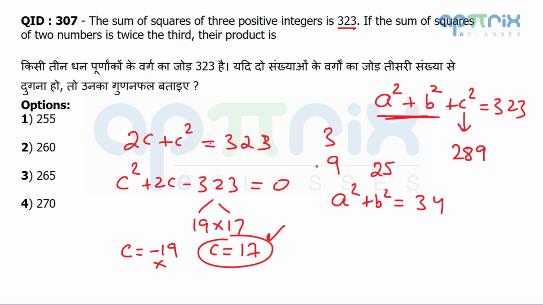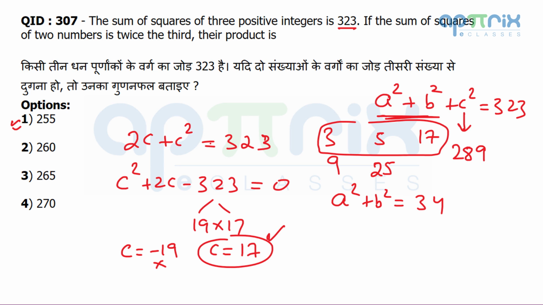So I'm getting a number 3, I'm getting another number 5, and I'm getting a number 17. Then what is the product? 3, 5, 17 product is going to be 255. This was one way of doing this particular question. But definitely, quadratic equation solving, you should never prefer it.